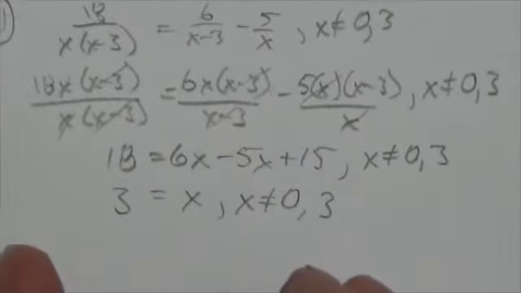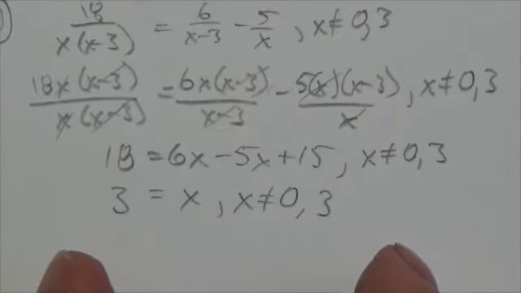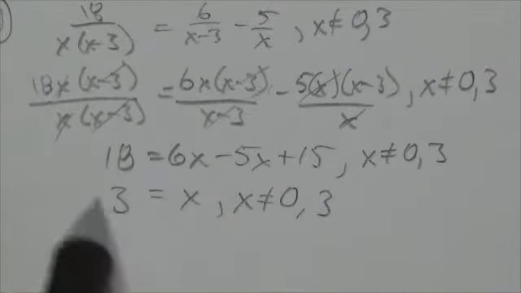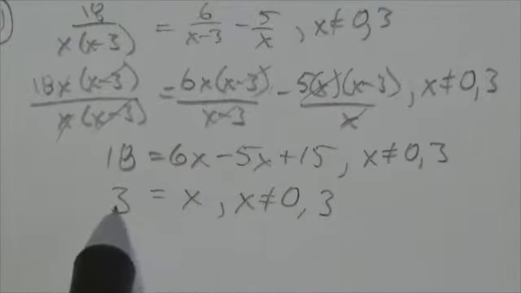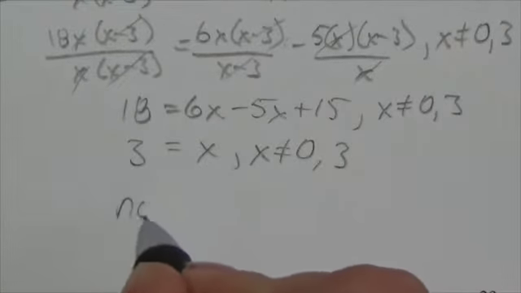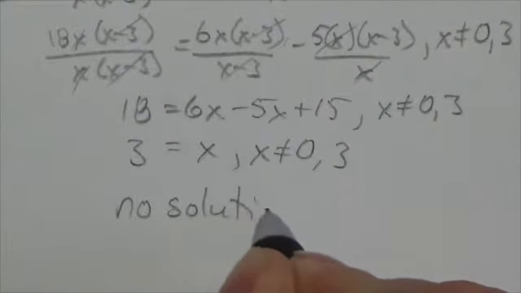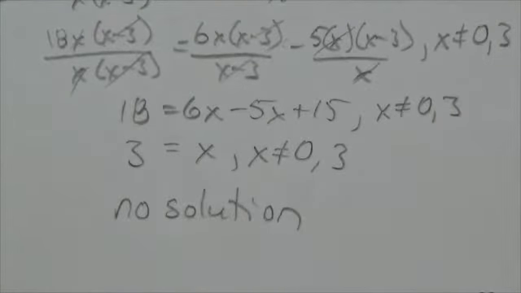Now, I hope you heard when I said that, how goofy that sounded. So the solution is x equals 3, so long as x doesn't equal 0 or 3. Well, x can't equal 3. So as a result, there's no solution. Okay, x can't be equal to this, so it just turns out that this particular equation doesn't have a solution.